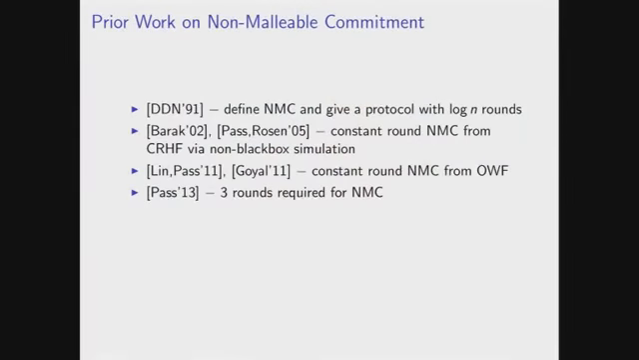A few years ago, Raphael Pass gives a lower bound. He shows that actually 3 rounds are required. You can't have non-interactive or even 2-round non-malleable commitment. It's like you can't have a black box reduction to a falsifiable assumption. You can't base the non-malleability. With a random oracle or CRS, you have non-interactive solutions, so it's fine. Okay, so this is the plain model.